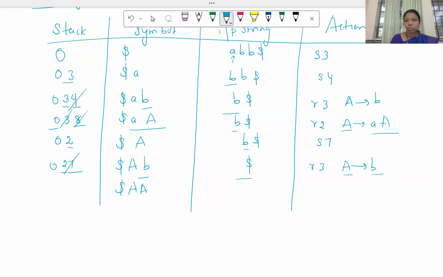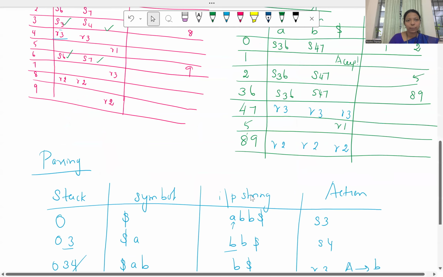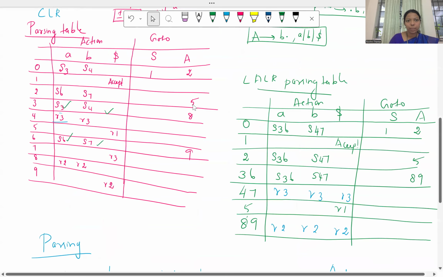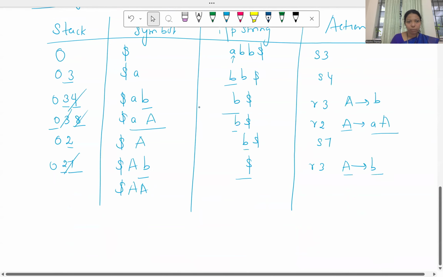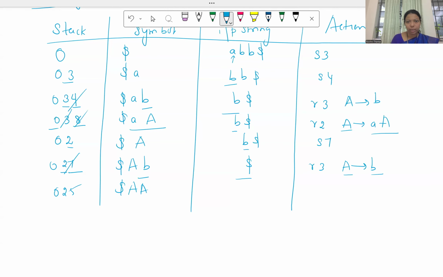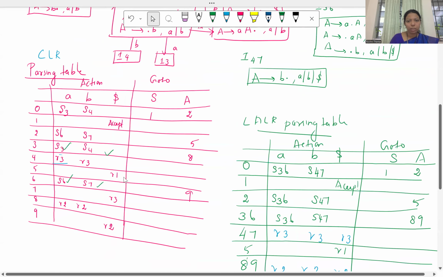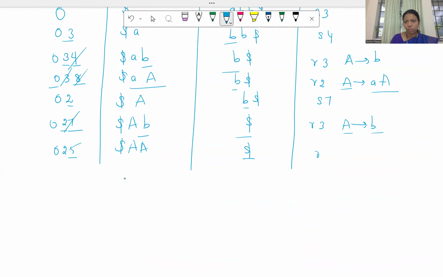So you'll get 2. 2 on A. What is 2 on A? 2 on capital A is 5. So you have to push it there, 2, 5, and here it is dollar. So now see top of the stack we have 5, and here it is dollar. So 5 on dollar. What is 5 on dollar? It is R1. So what is R1? S derives capital AA. So we can reduce this capital AA to S.